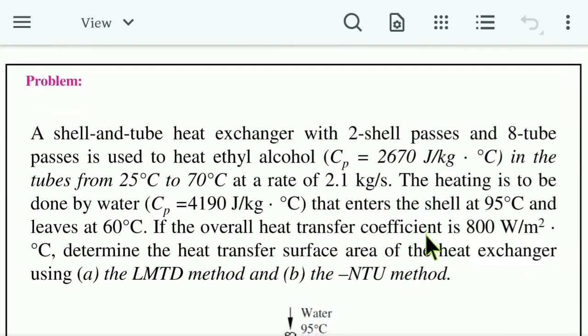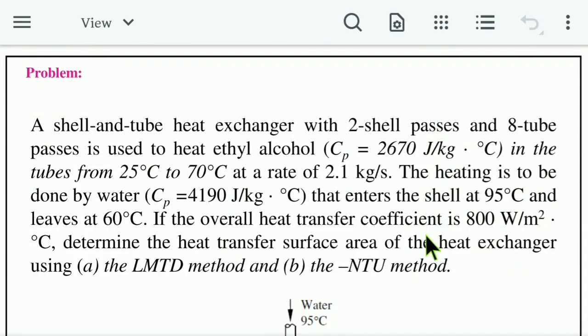This is the last problem of this slide. A shell and tube heat exchanger with 2 shell passes and 8 tube passes is used to heat ethyl alcohol. For ethyl alcohol, Cp is equal to 2670 joule per kg degree Celsius in the tubes from 25 degrees Celsius to 70 degrees Celsius at a rate of 2.1 kilogram per second. The heating is to be done by water.